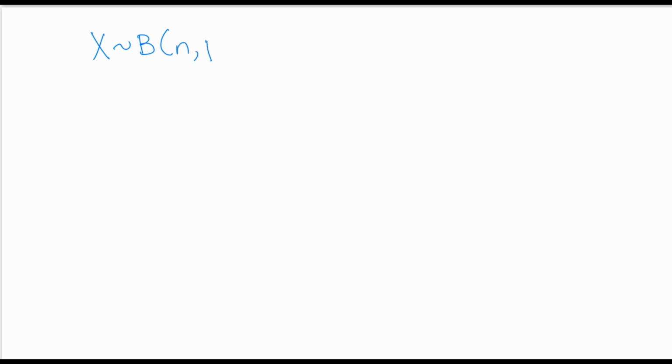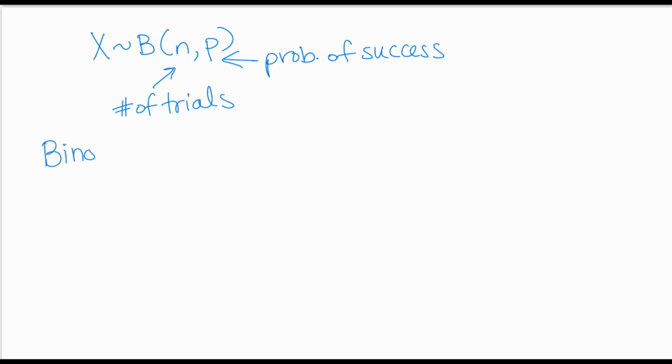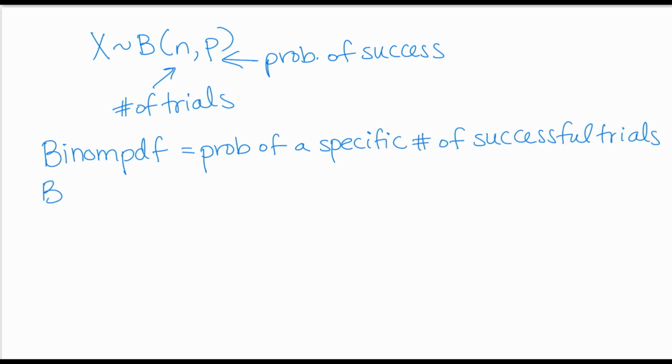So as a recap of the binomial distribution, remember we write this as X has a binomial distribution of n comma p, where n is the number of independent trials and p is going to be your probability of success. We're going to use binompdf in the calculator when we want to find the probability of a specific number of successful trials. And we're going to use binomial CDF, which is the cumulative one, when we want to find the probability of a range of successful trials.